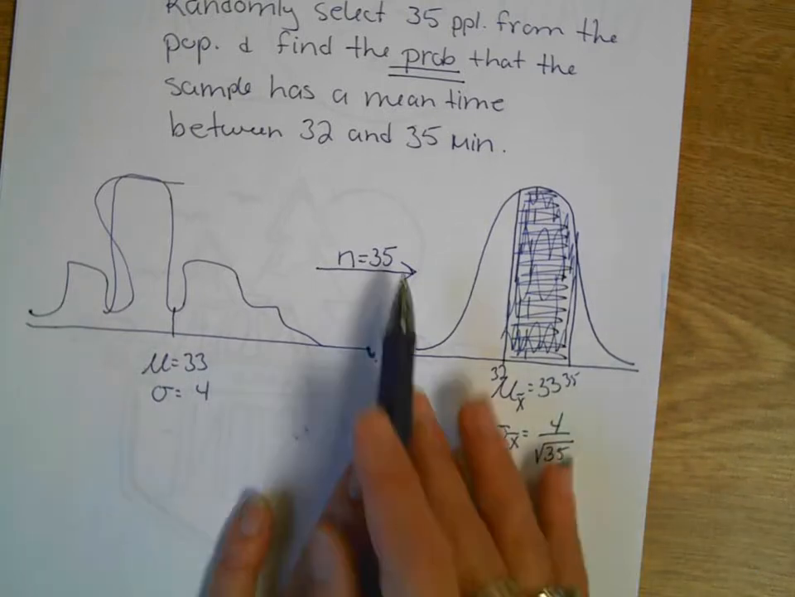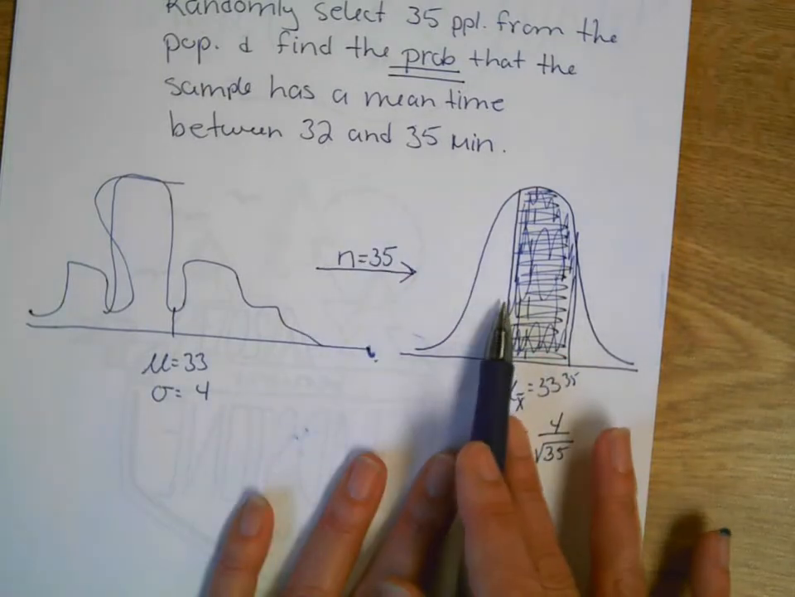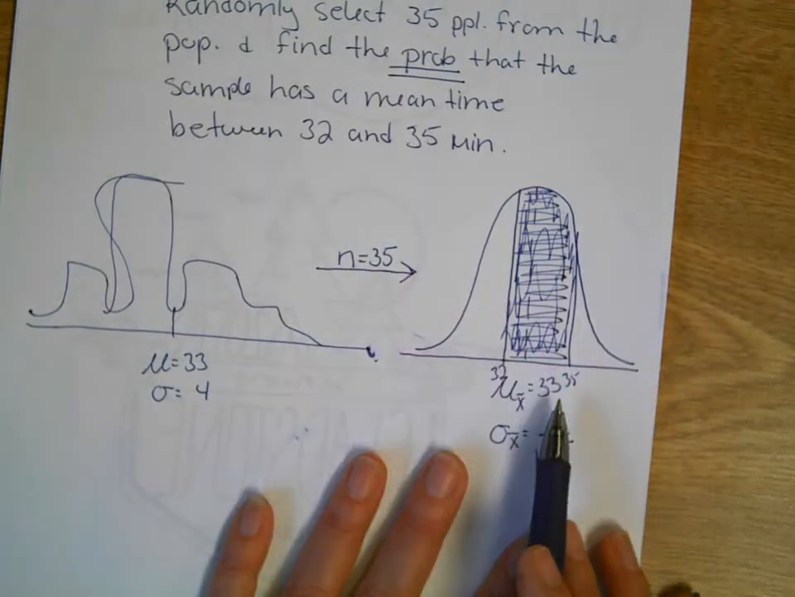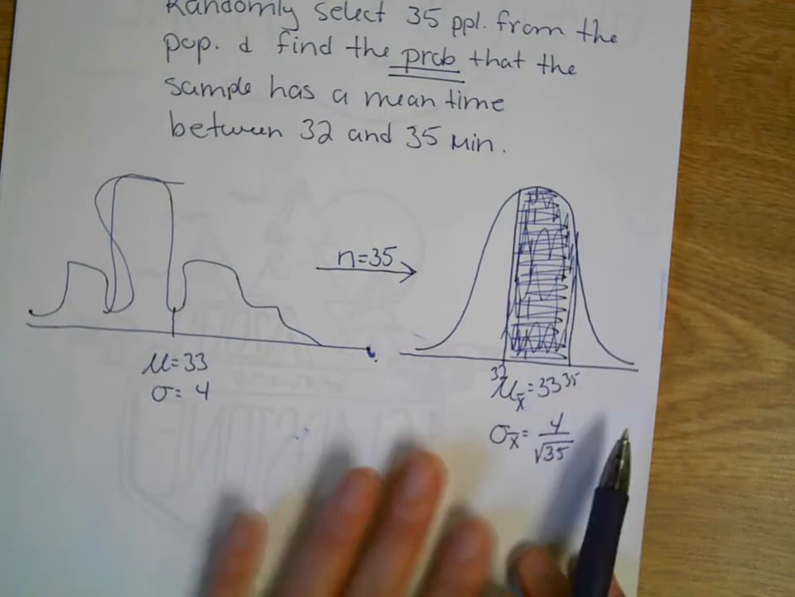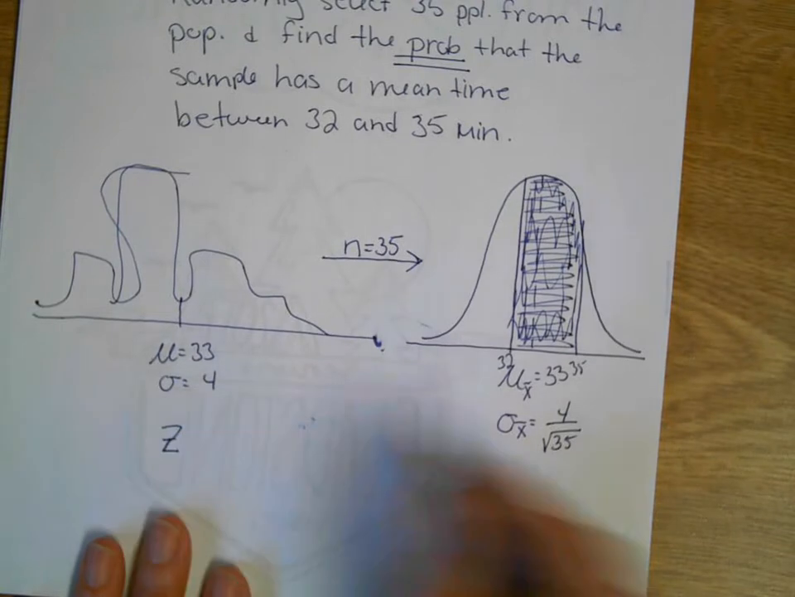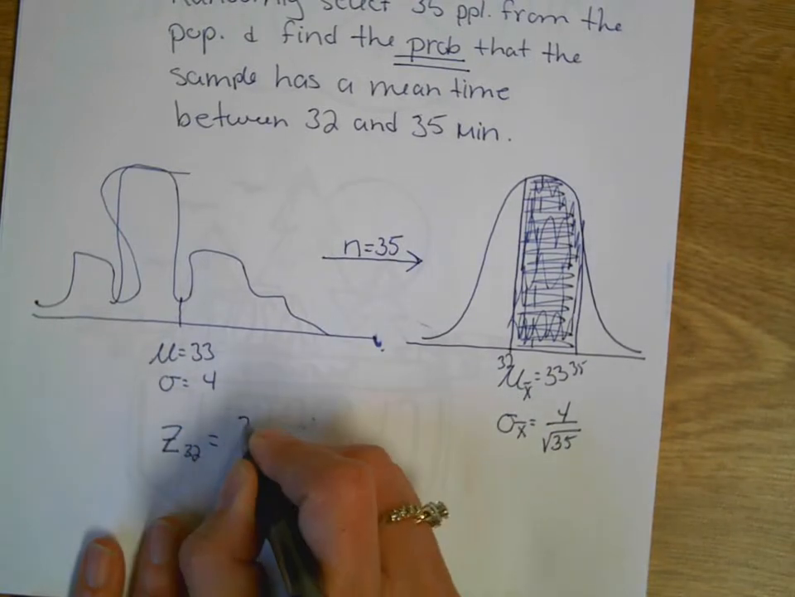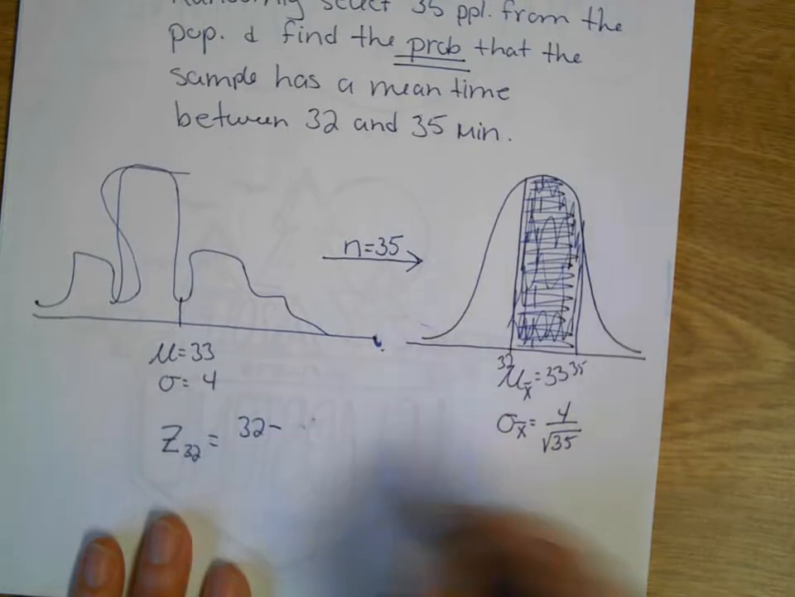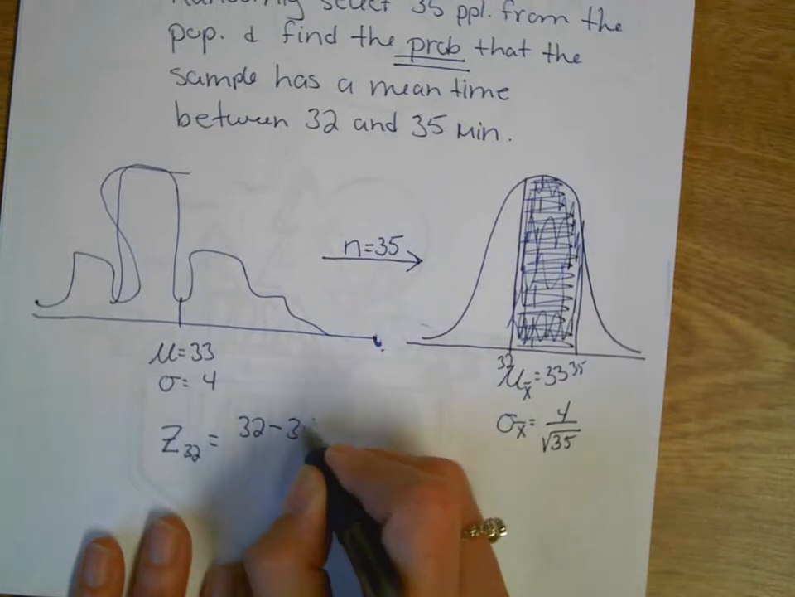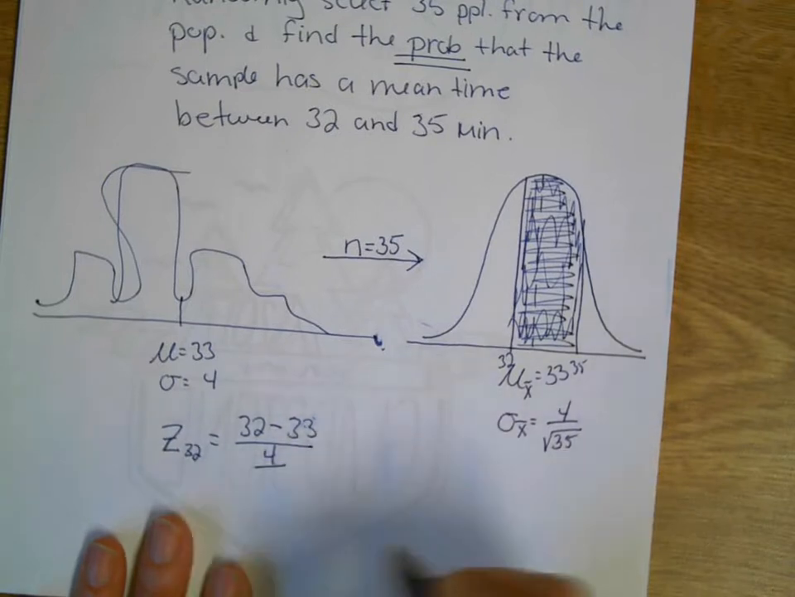So we're at the point where we're just like we've been doing. The only thing different here was because I was taking more than one, I had to make sure that my new distribution was going to be normal, and the magic number is 30. Calculate a new mean and standard deviation, and now we just go through what we've been doing. So we need the z-score for 32. So that's 32 minus the mean of 33 divided by that new standard deviation.